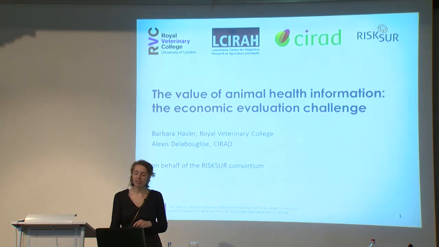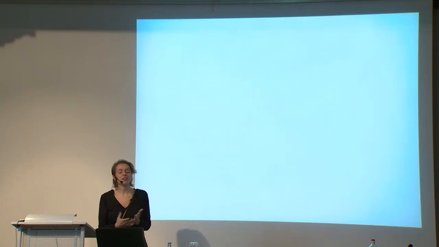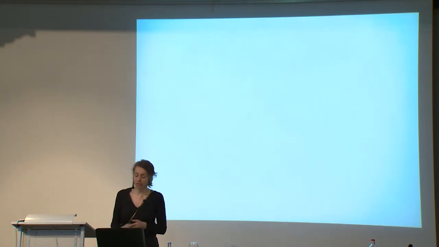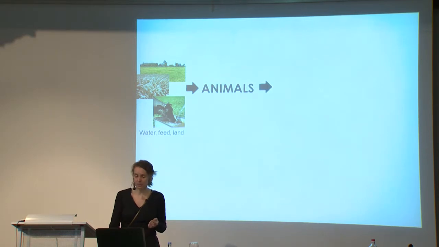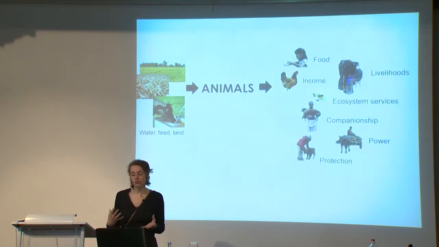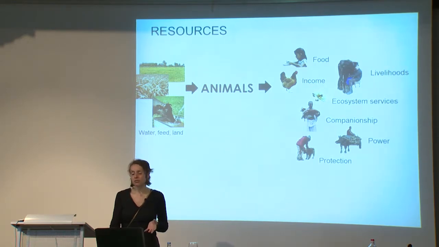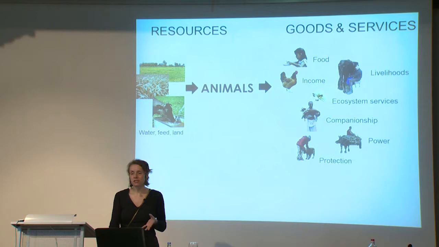When talking about the economic analysis of surveillance, usually it's a good idea to remind ourselves what economics is and what it does as a discipline. When you think about animal production, we put water, feed, and land into an animal production process with the aim to produce goods and services in terms of food, income for people, livelihoods, but also companionship or protection. So in other words, we're using resources to produce goods and services that people demand and consume.